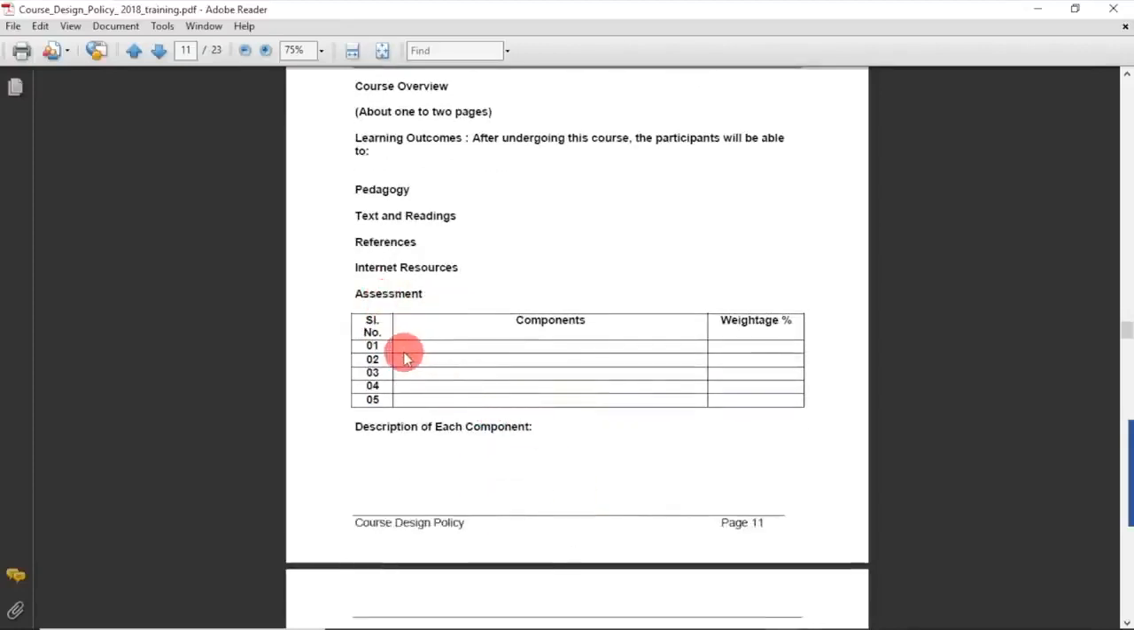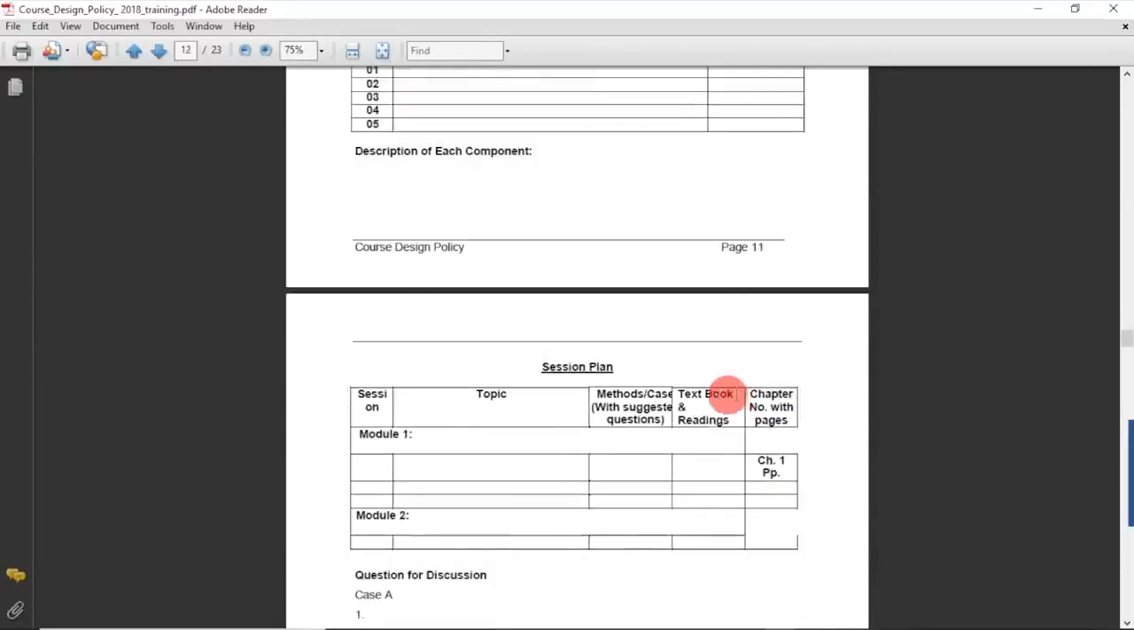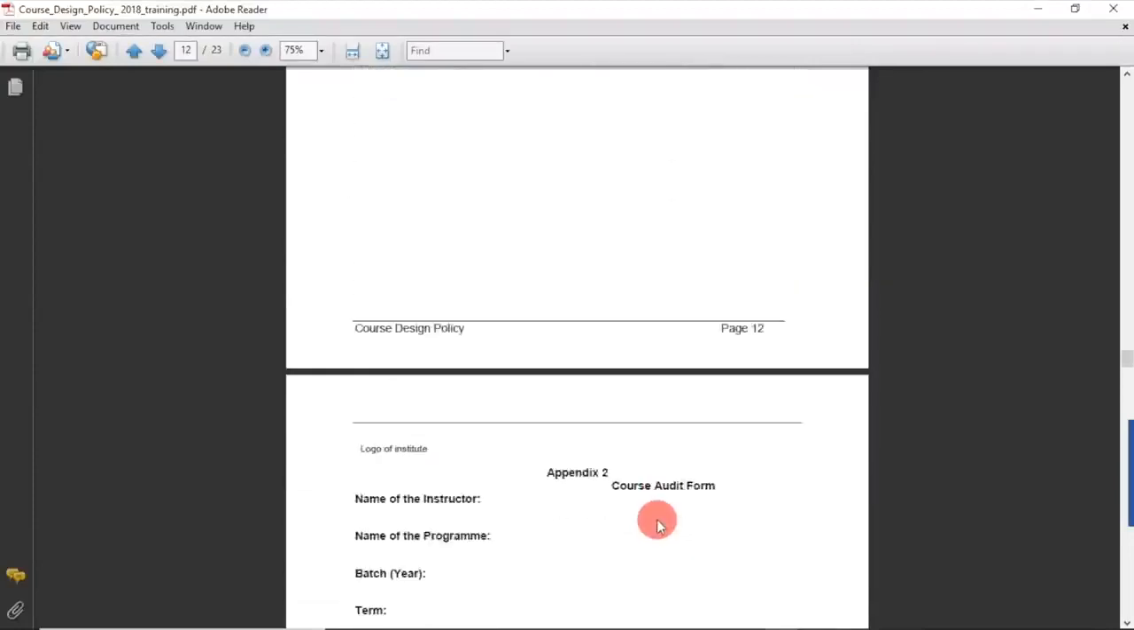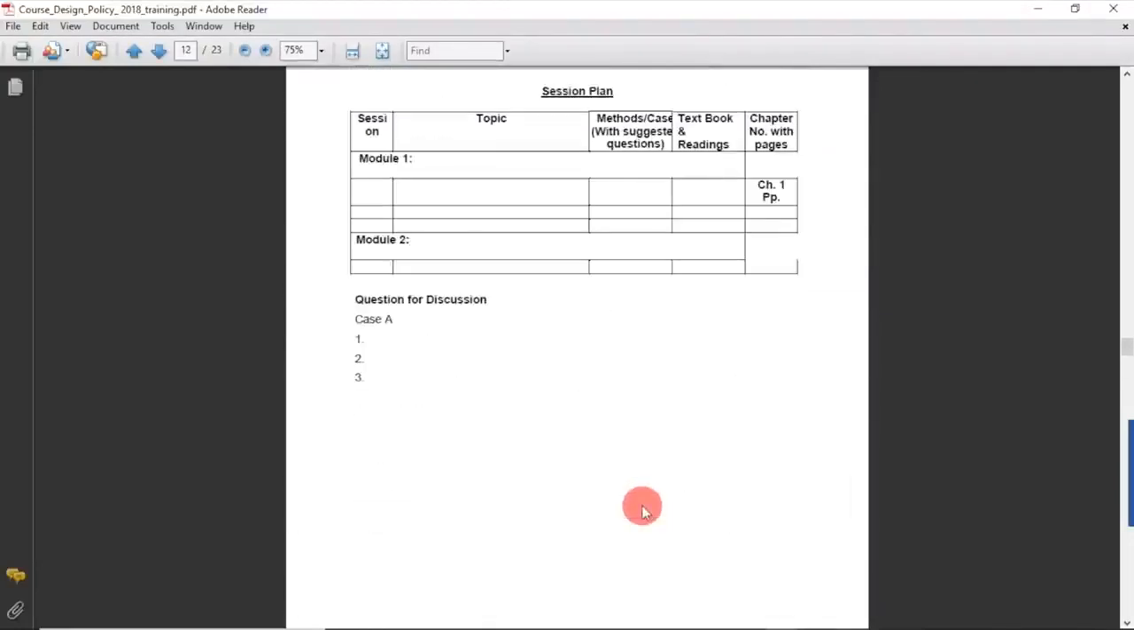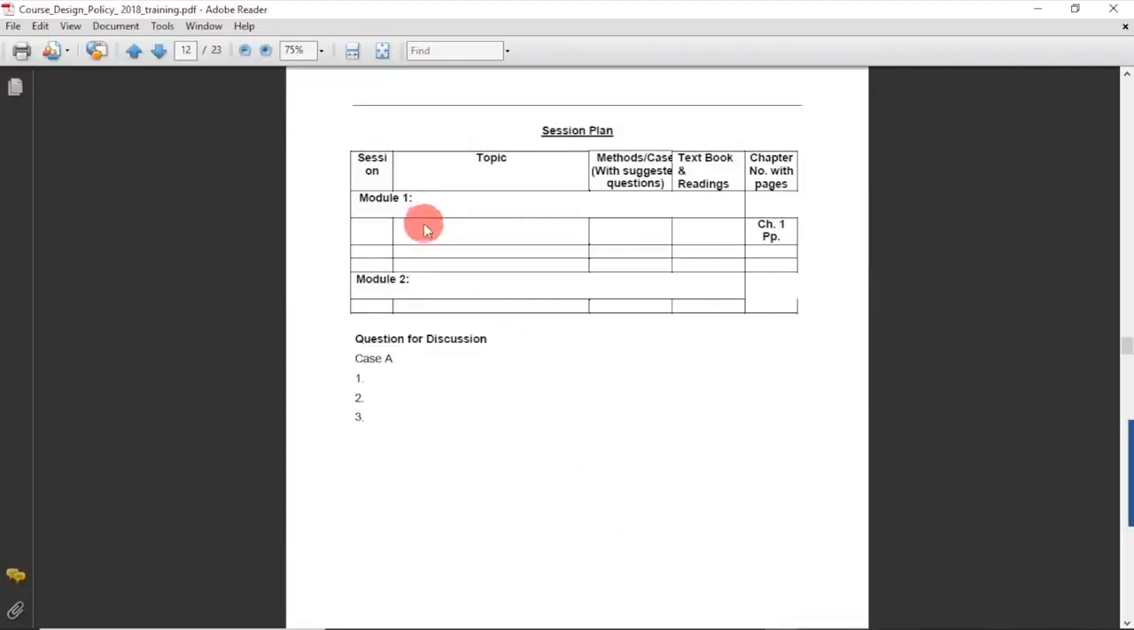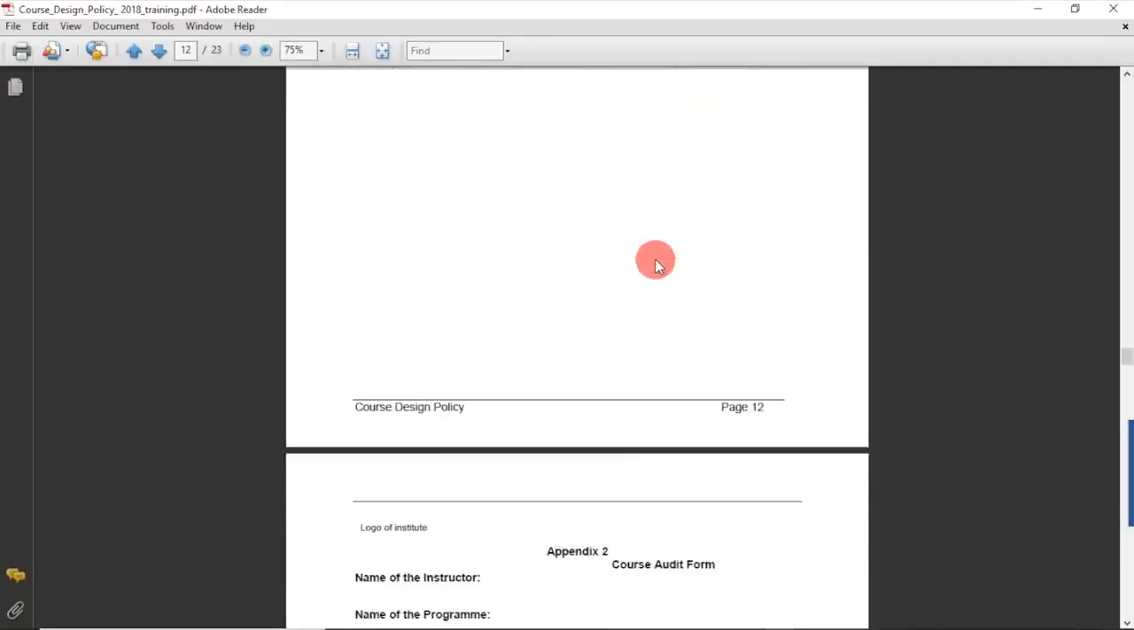Now this is the assessment. So what different types of assessment there are and how much weightage is given. And this is what I was talking of, that module-wise you then discuss what all topics are there, and session-wise you give the topics and what type of pedagogy you are going to follow. This will be more clear when I show you the actual course outline in just 1 or 2 minutes.